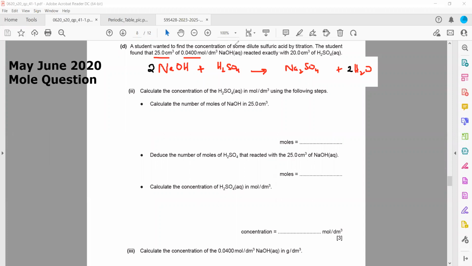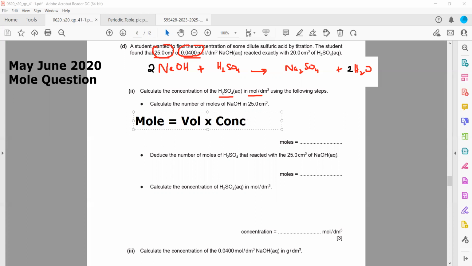But for moles questions, you will always follow the steps. So the first part: calculate the concentration of sulfuric acid in moles per dm³ using the following steps. Calculate the number of moles. So I need the moles of sodium hydroxide. I have the volume, which is 25, and I have the concentration, which is 0.04. So which formula should I use to calculate the moles? Moles is equal to volume multiplied by concentration. Good. So moles equals volume into concentration or concentration into volume.